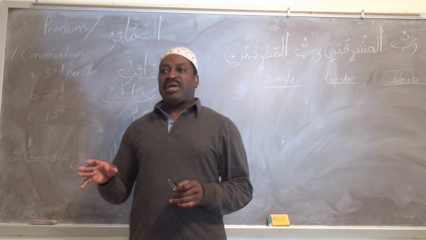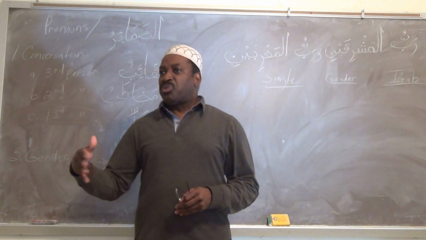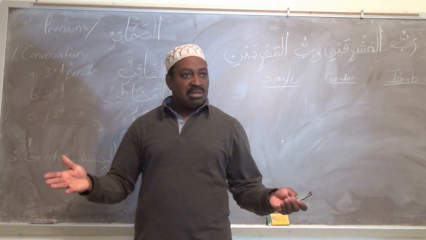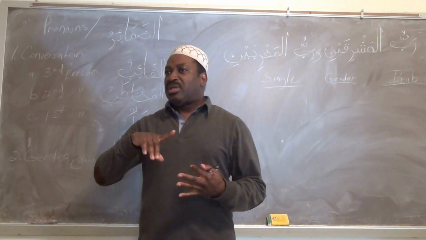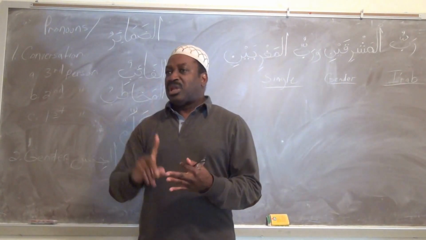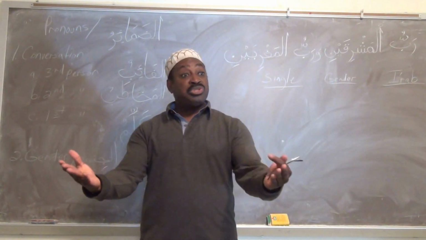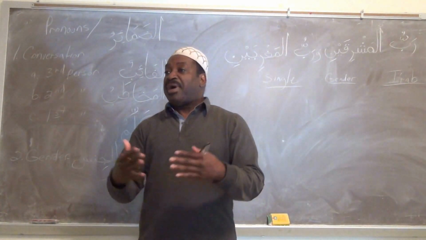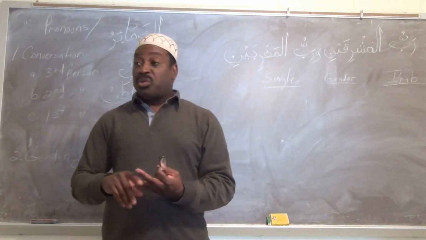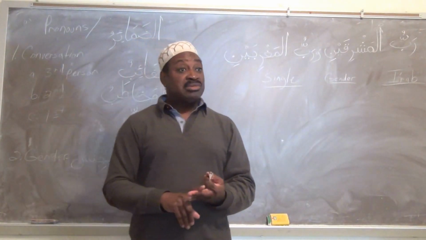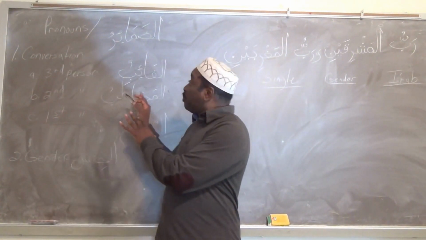We also talked about what we call the irab, which means the endings of the words, how we determine what state, what category they should be in. What do we call them? Raf, Nasb, and Jar. And how do we determine that? By what we call the word inflection, the ending of the words. We also talked about singular nouns, dual nouns, and plural nouns.